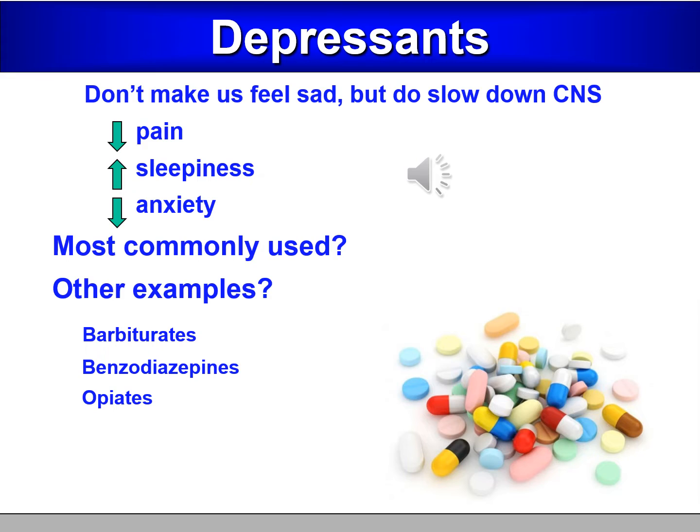What would be the most commonly used by far? Alcohol, most definitely. Other examples? Well, let's consider the class of drugs called the barbiturates. Now I know you want to call them barbiturates, but there is no silent R in the English language. So the barbiturates and a more modern family, similar though, called the benzodiazepines.